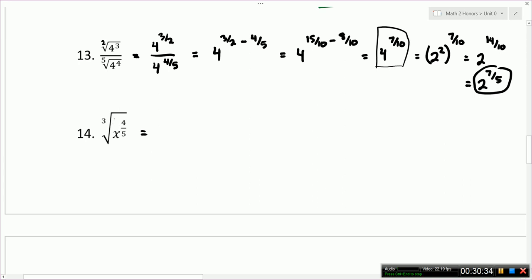Number 14, I'm going to get out of radical form. So we have an x to the 4/5, and then the cube root is the 1/3 power. And so we have a power of a power, and you multiply fractions here. We do not need a common denominator. 4/5 times 1/3, you multiply the 4 and the 1 to get 4, and the 5 and the 3 to get 15, and there's your answer.